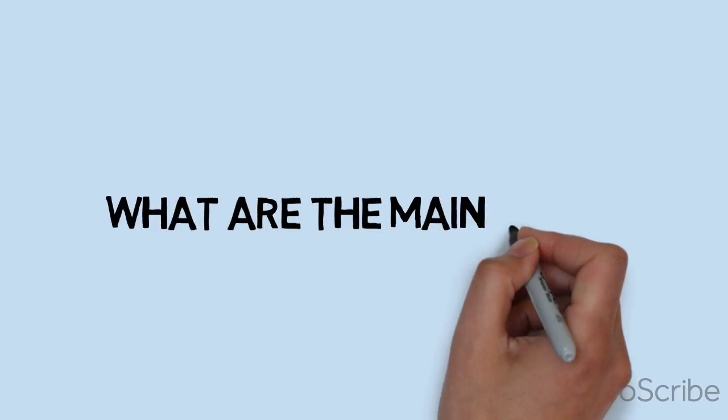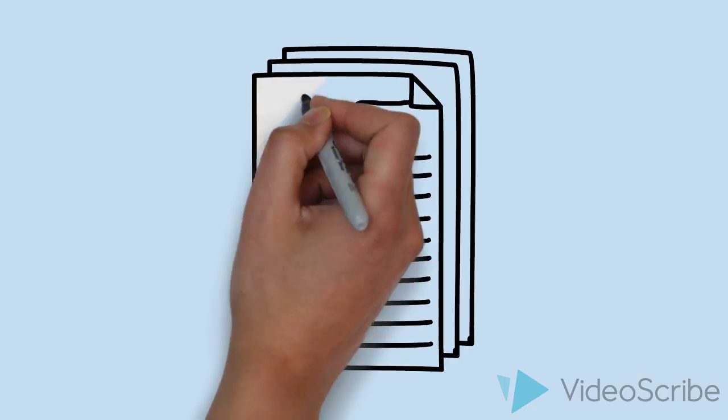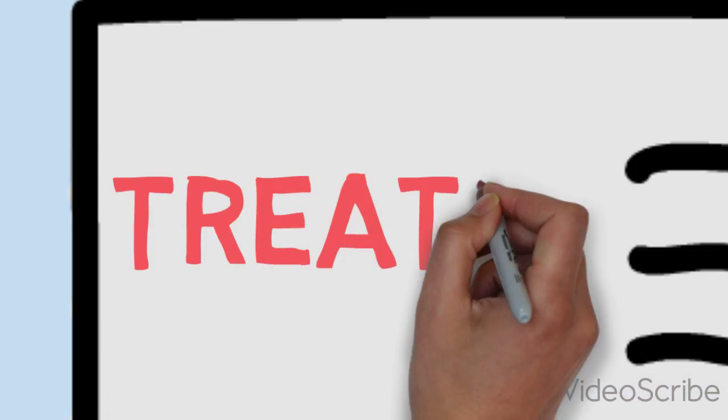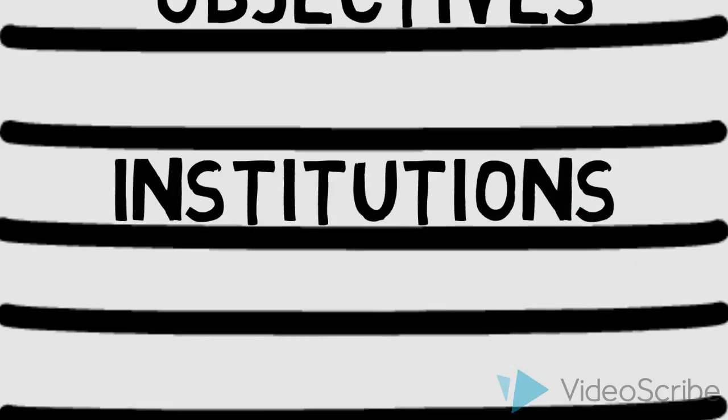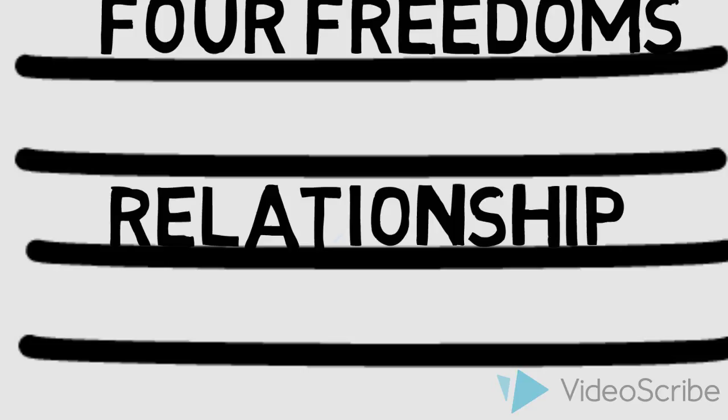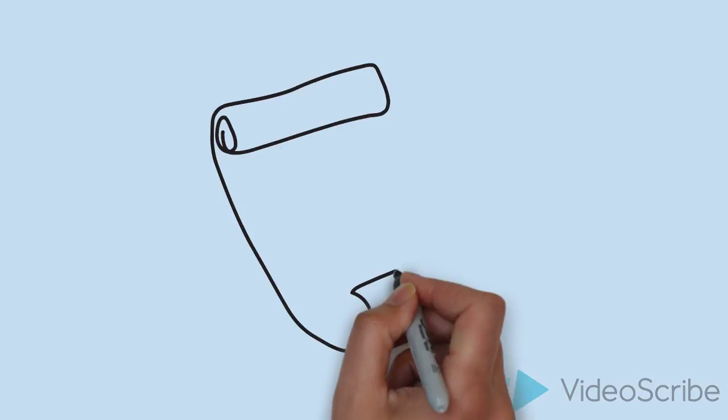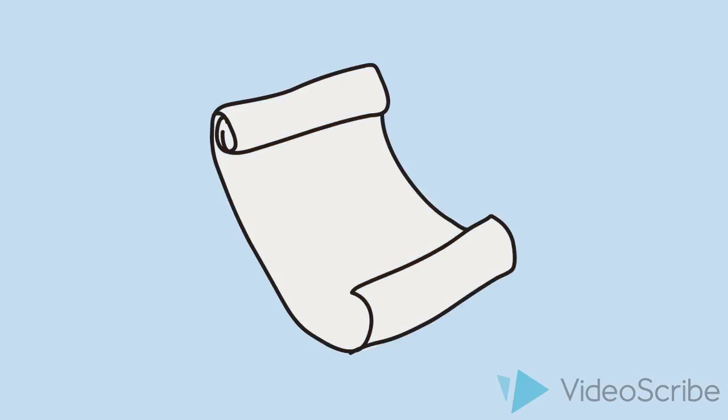So what are the main laws? The primary source of law are the treaties, which set out the EU objectives, the powers of the EU institutions, the rules surrounding the 4 freedoms, and the relationship between the EU and its member states. But there are other types of laws too.